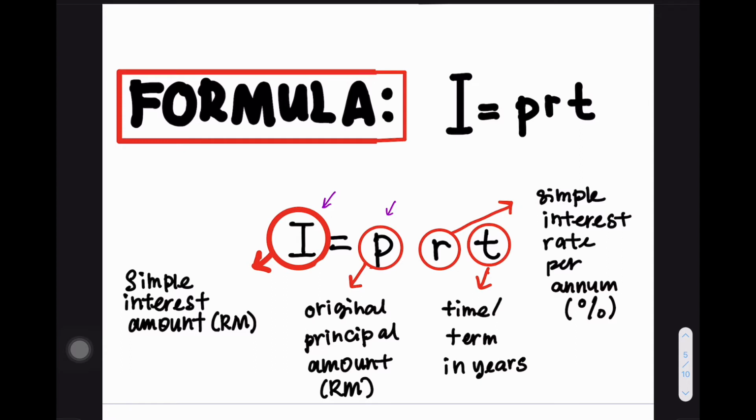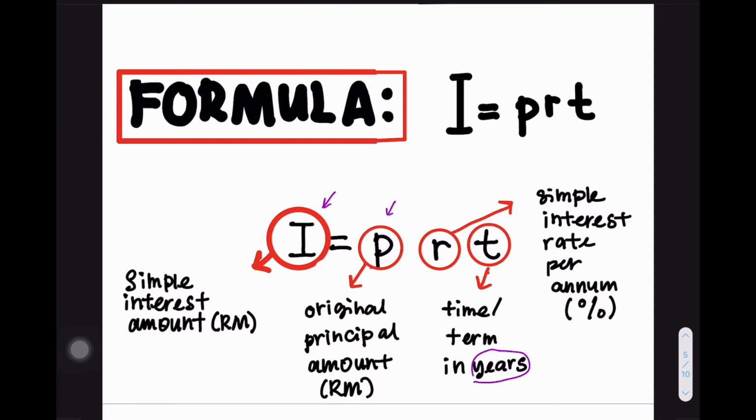R adalah interest rate, simple interest rate per year. Okay, dan you always need to remember that the interest rate ni always per year. Okay, interest rate is always per year. And T is the time or term ataupun tempoh pinjaman atau pelaburan tu dalam tahun. Mesti dalam tahun. Kalau dia dalam hari, kalau dia dalam bulan, kita kena convert dia menjadi tahun. Okay, so later kita akan tengok macam mana kita nak convert hari dan bulan kepada tahun. Okay, so this is basically the formula to calculate simple interest. Okay, macam mana awak nak cari berapa jumlah interest yang awak kena bayar.